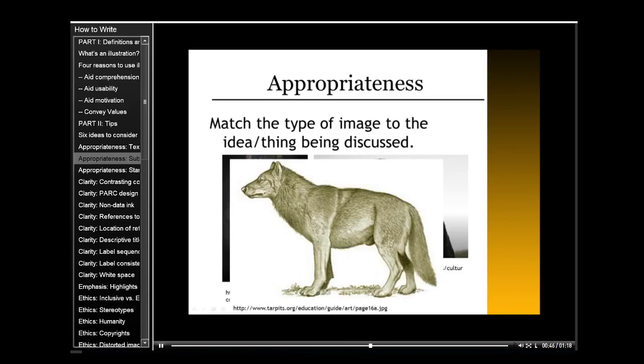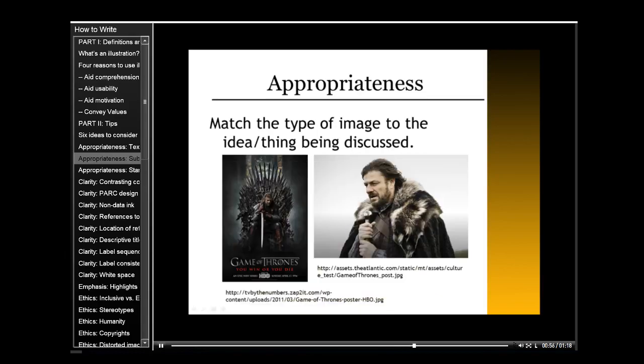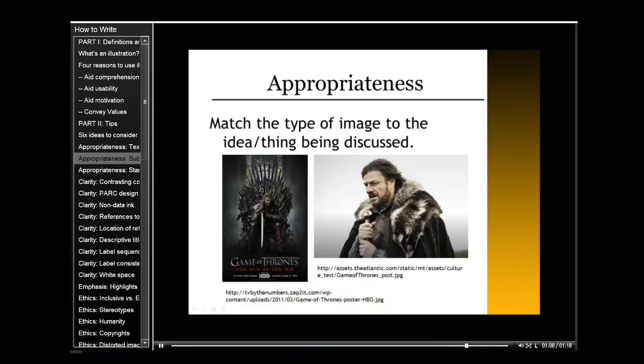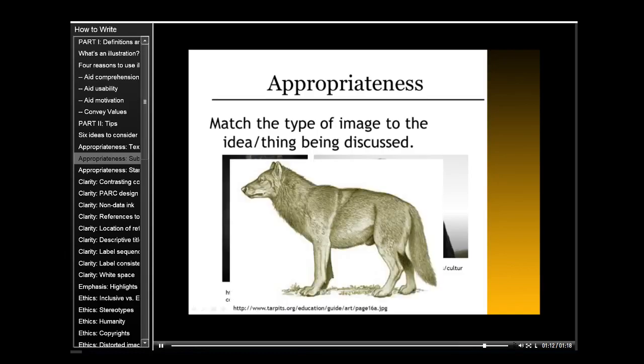Here, though, this is a dire wolf. It's a very, very large and now extinct animal. Huge, huge wolf. This thing is the symbol of Ned Stark's house. Does it have anything to do with Game of Thrones? Yes, it does. Is this particular image appropriate, though? No, it's not. This is a scientific illustration, whereas this here is an expressive sort of arty thing. The two just don't match up.